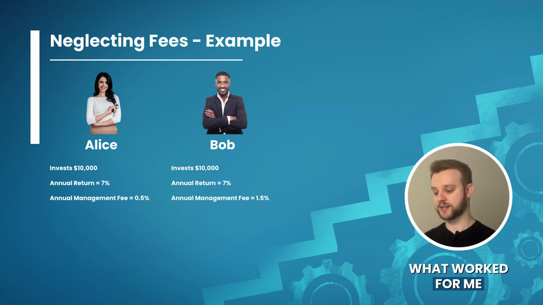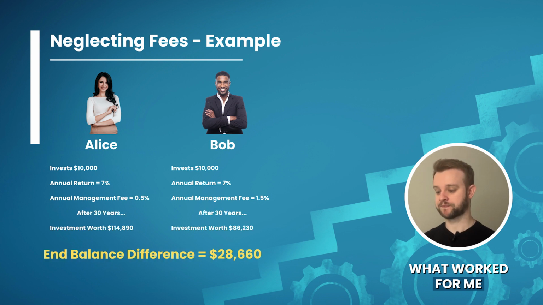Let's see the impact of these fees over a long 30-year investment, assuming both start with an initial investment of $10,000 and make no additional contributions. Over the 30-year span, Alice's investment has grown to over $114,000, while Bob's investment has reached $86,000. The difference in their ending balances is around $28,000, solely because of that 1% difference in fees.